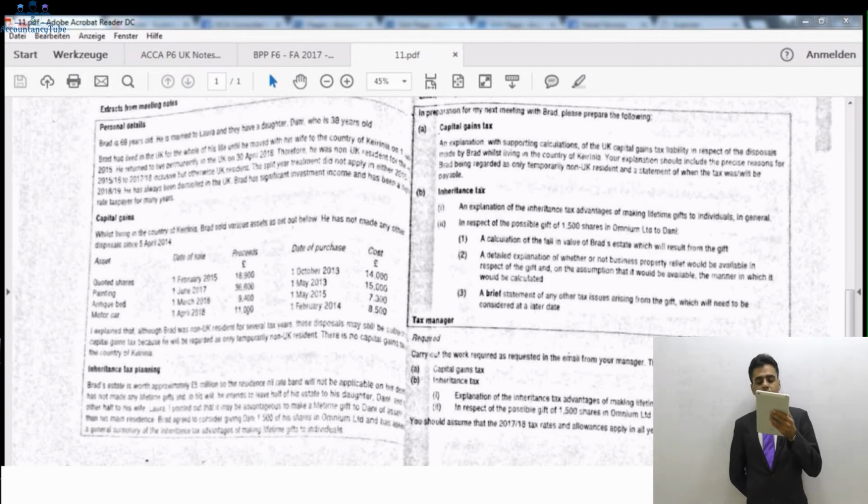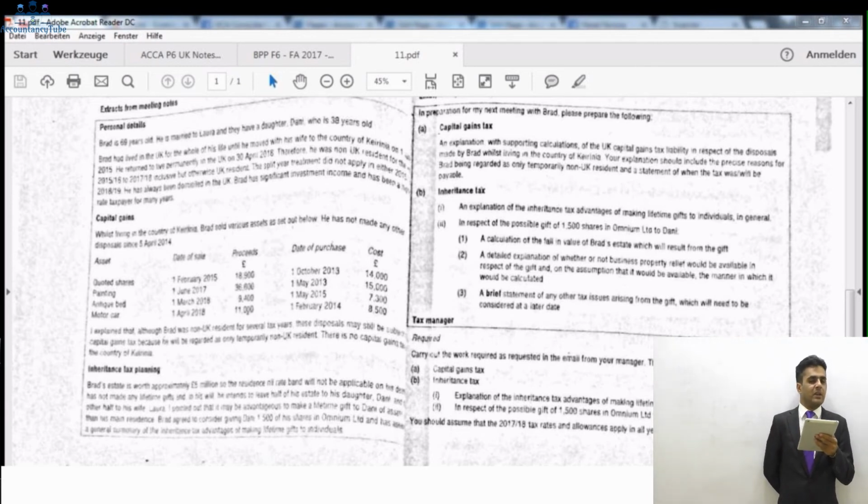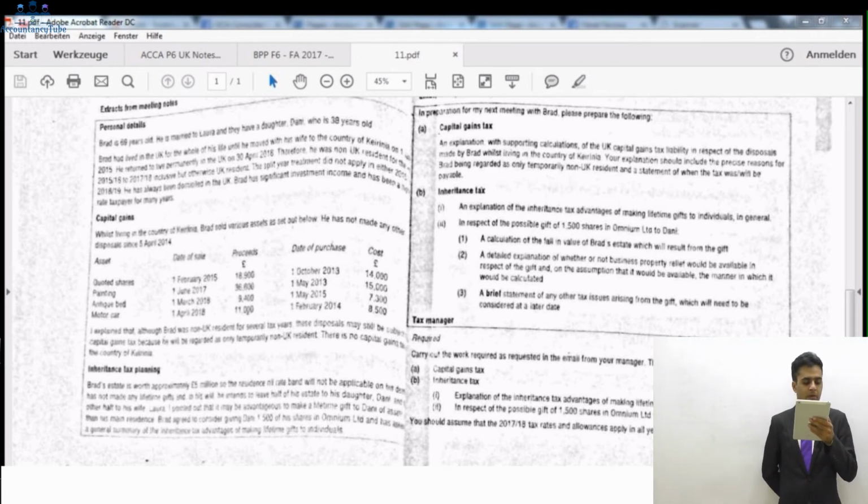Therefore, he was non-UK resident for the tax years 15-16 to 17-18 inclusive, but otherwise UK resident. Basically he was temporarily non-resident because he was outside the UK for less than 5 years, and he was UK resident for 7 out of the previous 7 years, so that condition is also fulfilled. So he will be temporarily non-UK resident for capital gains tax purposes. The split year treatment did not apply in either the previous year or 2018-19. He has always been domiciled in the UK.